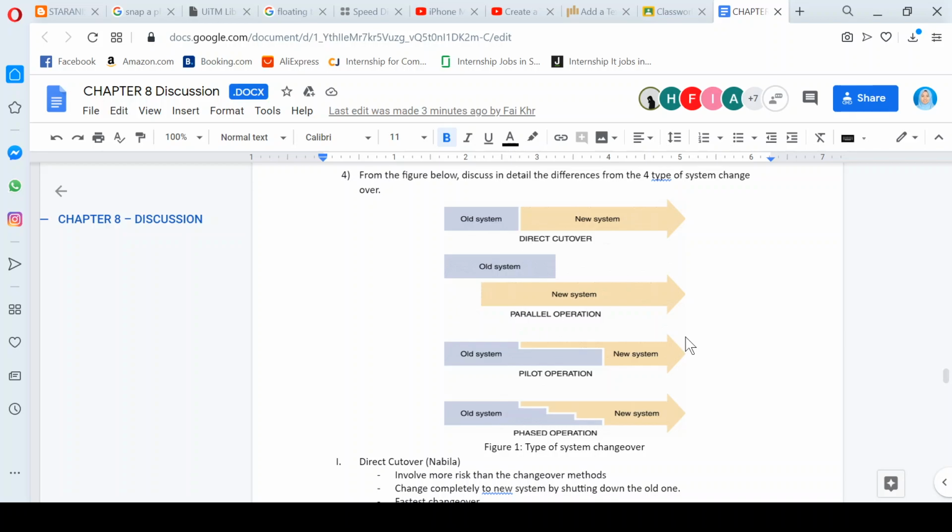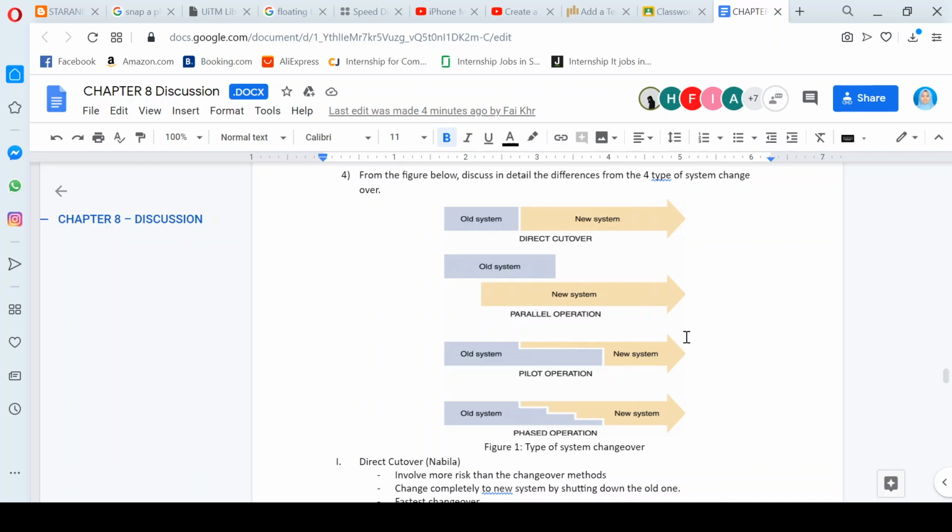Okay, poin yang kedua ni adalah poin yang penting. And then also inappropriate when the two system perform a different function. Okay, so dekat sini kalau kamu tengok daripada arrow yang ada dekat dalam figure 1, dia ada satu stage di mana kedua-dua sistem ni akan berjalan serentak.